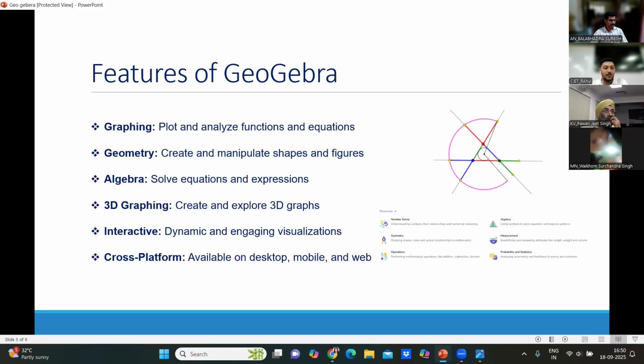Features of GeoGebra. Graphing: it lets you plot and analyze functions and equations. Geometry: you can create and change different shapes and figures. Algebra: it helps you solve equations and expressions. 3D graphing: you can also create and explore graphs in 3D. Interactive: the visuals are dynamic and make learning engaging. Cross-platform: it is available on your computer, mobile, and on the web.